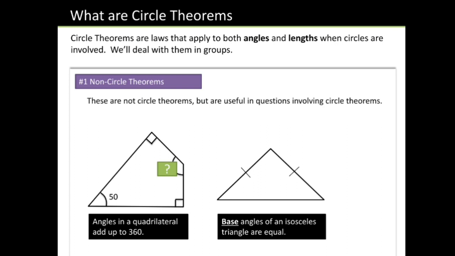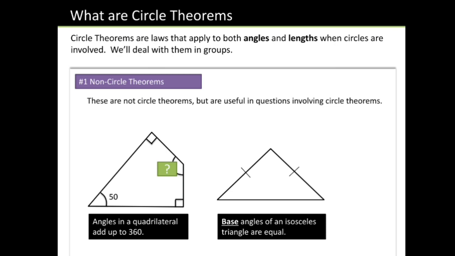Circle theorems are laws that apply to both angles and lengths when circles are involved. We will deal with them in groups. The first group is non-circle theorems. These are not circle theorems, but are useful in questions involving circle theorems.